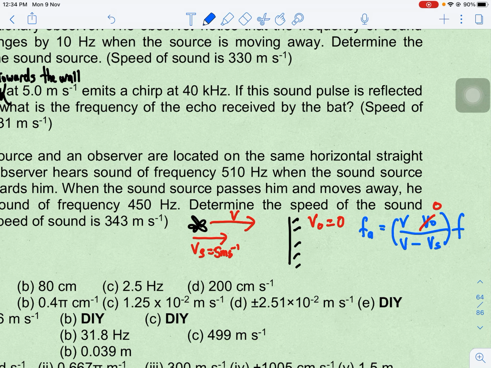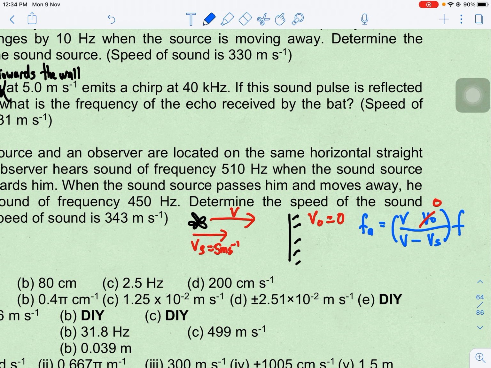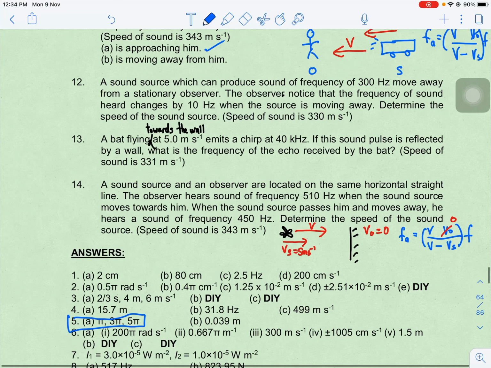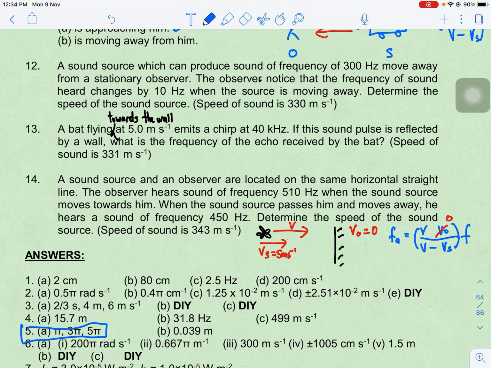So what you do is, firstly, calculate the apparent frequency. This is the apparent frequency heard by the observer, which is the wall. So substitute in. This one is 40 kilohertz, the frequency of the source. This one will be 5 meters per second. And then this V will be based on the value given in the question, 331. So calculate, and you will get the apparent frequency heard by the observer. That means the wall will receive this value of frequency.